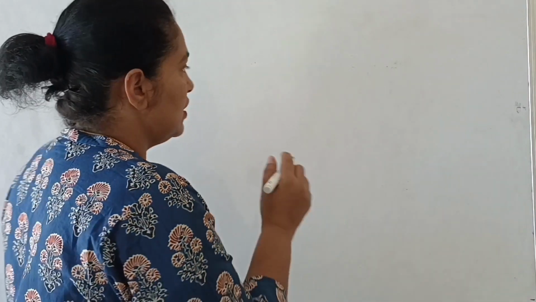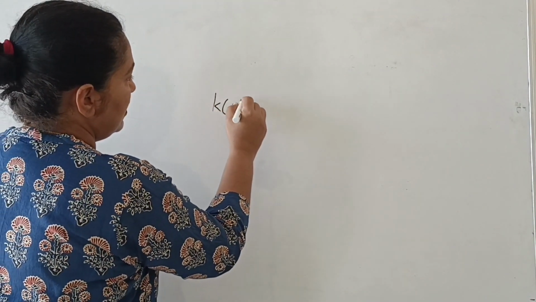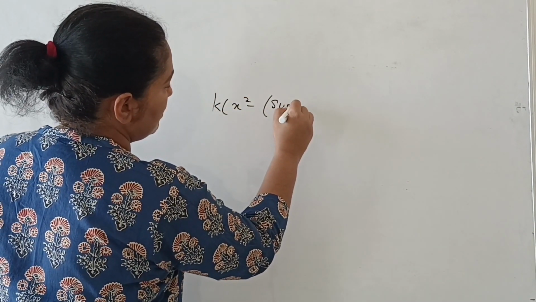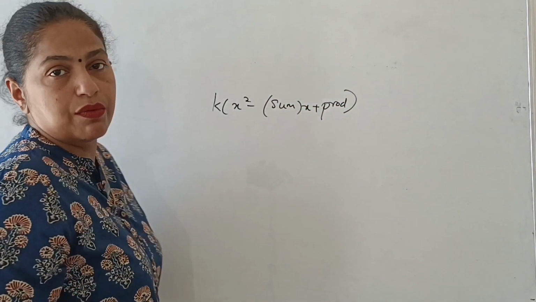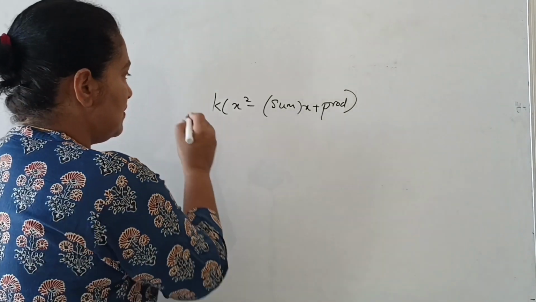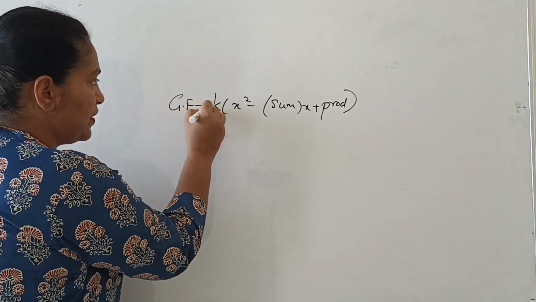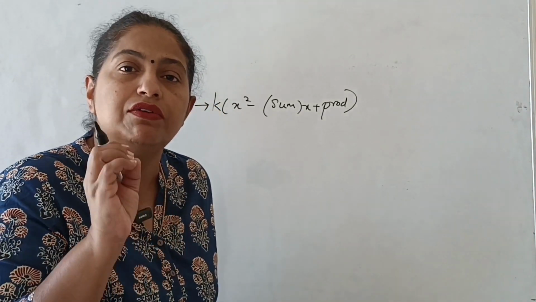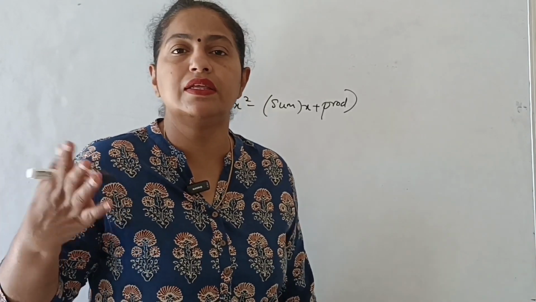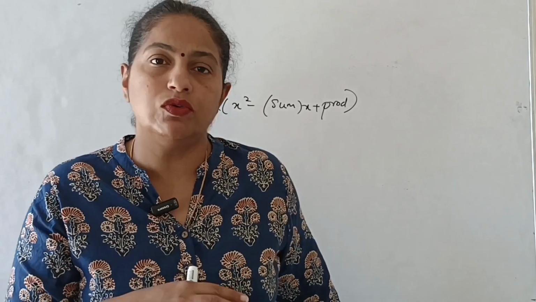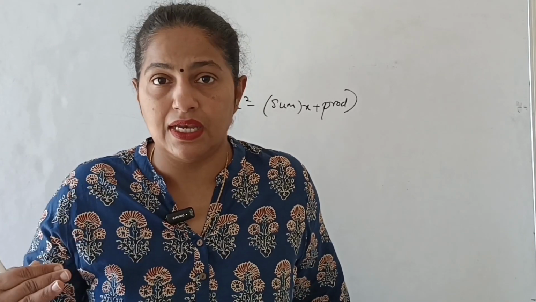Let us do a small recap here. You know how to write a polynomial when the zeros are given to you. So how did you write? I told you that k into x square minus sum of the zeros into x plus product of the zeros is the required polynomial. So this is a general form. Correct. When you give different values for k, you get different polynomials, and in the case of fractions, I told you how to take the LCM and write it neatly.